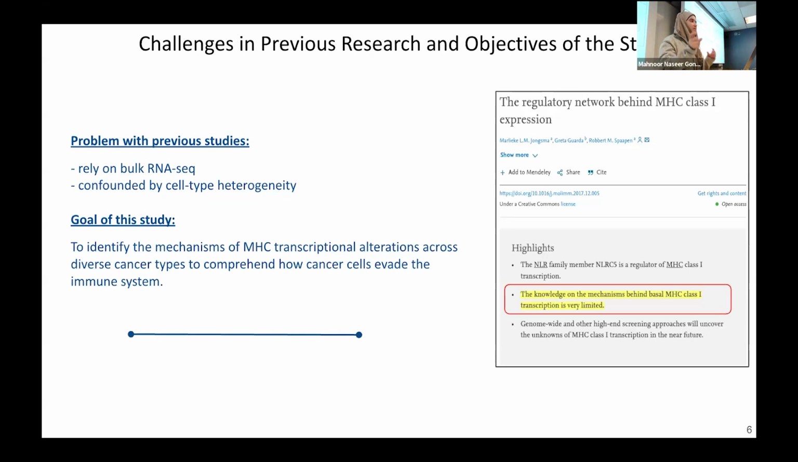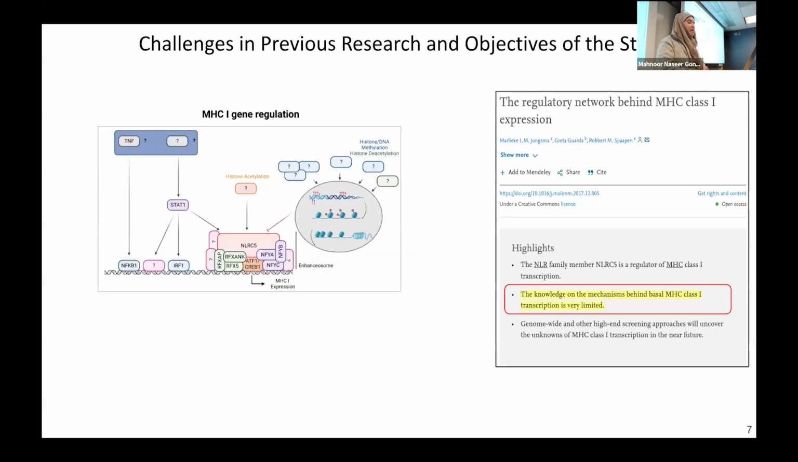So to identify the mechanism of MHC transcriptional alteration across different cancer types, we need to understand how cancer cells evade the immune system. So we need to go on a more cell type specific analysis. And one of the ways to do that is to use single cell data. But before we go into that, this is what the literature currently has with regards to MHC regulation.